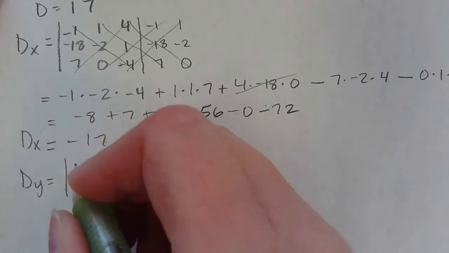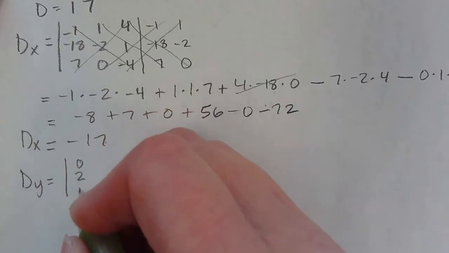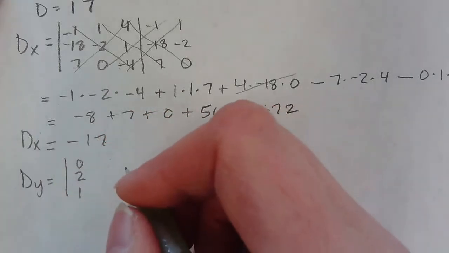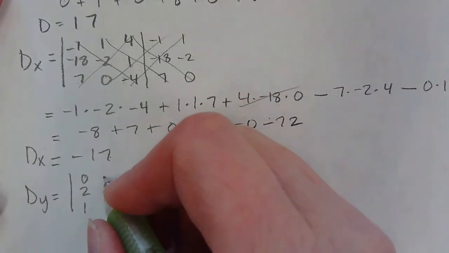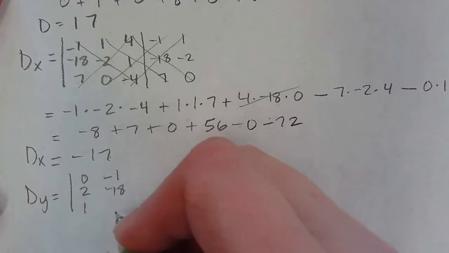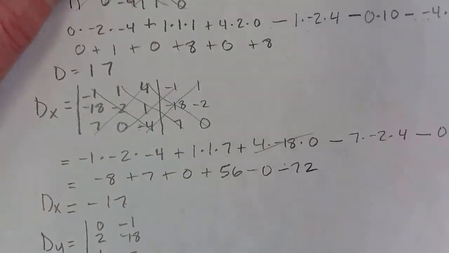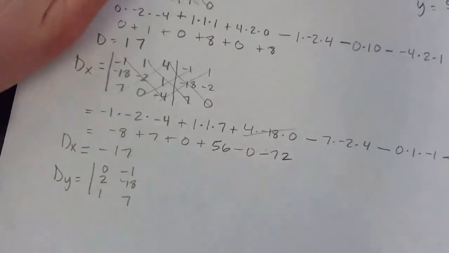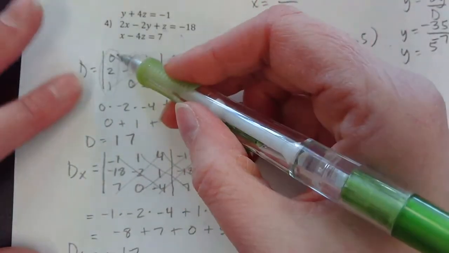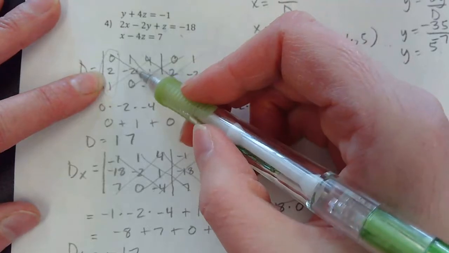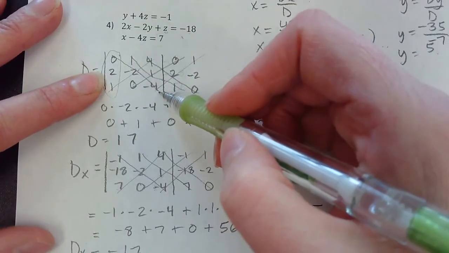So for my y determinant, I keep my first column of x's the way it is. But my middle column, where my y's go, that's where I'm going to be replacing. So that's now going to be the -1, -18, 7. Let me adjust this a little bit for us. I'm going back up to the top, and my first column is going to be this. My second column is now the one I'm replacing. My third one's going to stay the same.